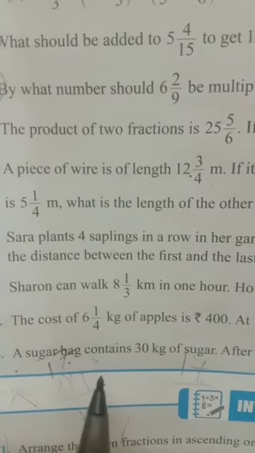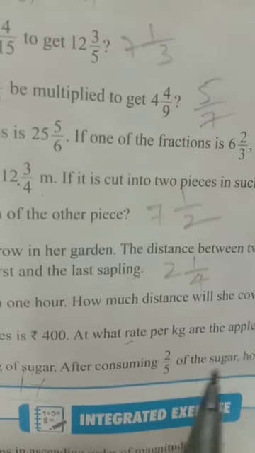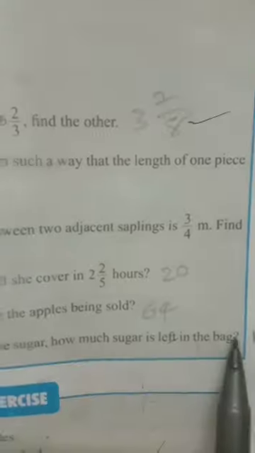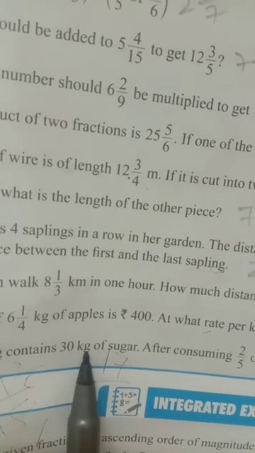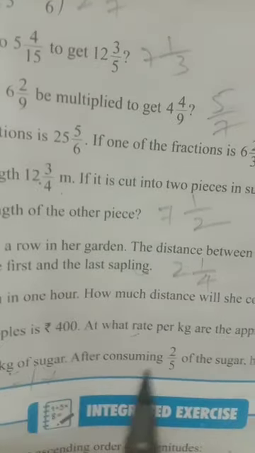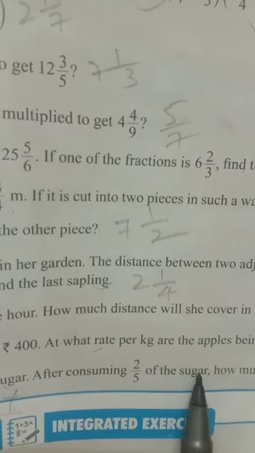A sugar bag contains 30 kg of sugar. After consuming 2/5 of the sugar, how much sugar is left in the bag? That means total sugar is 30 kg. Out of 30 kg, consumed 2/5 of the sugar. That means 2/5 of 30 you already consumed. Now how much is left?